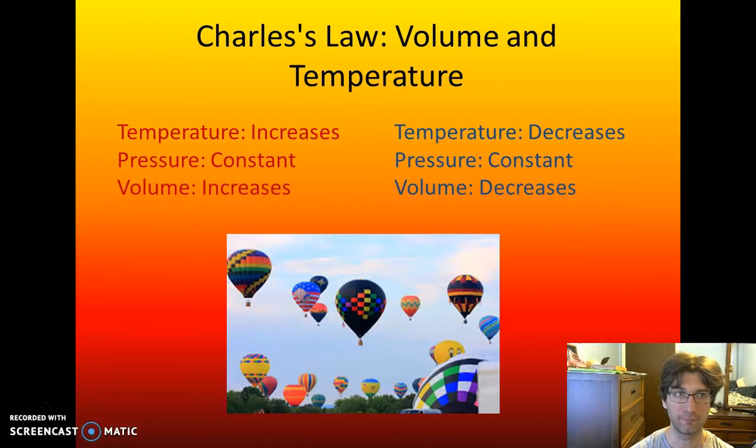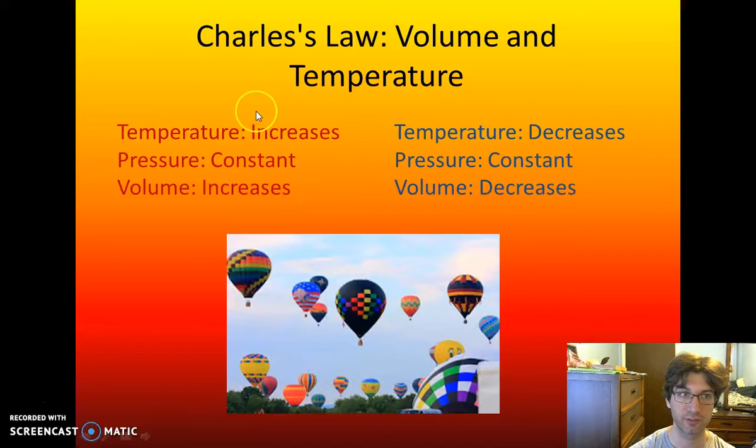Our last law is Charles' law. Charles' law relates our two variables of volume and temperature. This is again a direct relationship, so as one increases, the other will also increase. And keeping in mind this is volume and temperature, so in this case pressure is your constant. We're not changing pressure at all here.